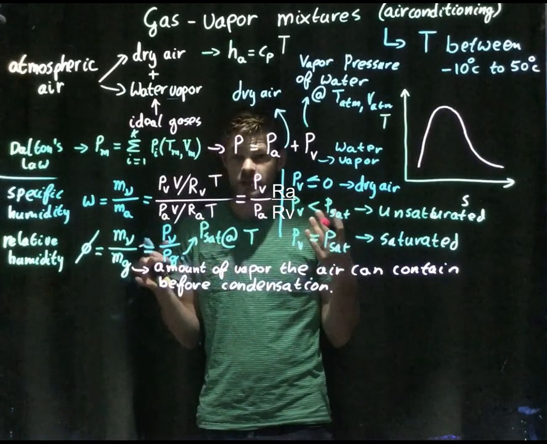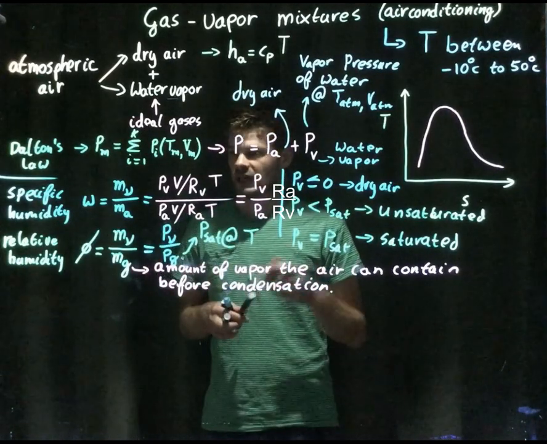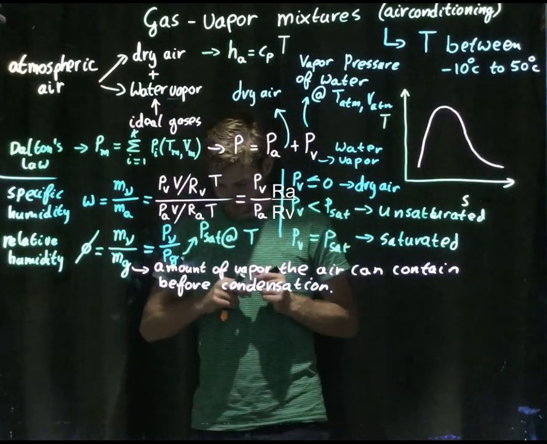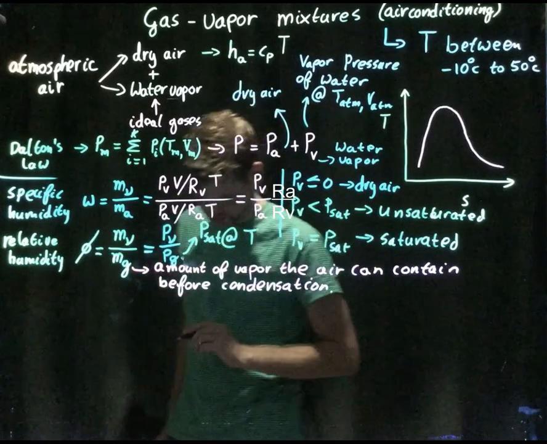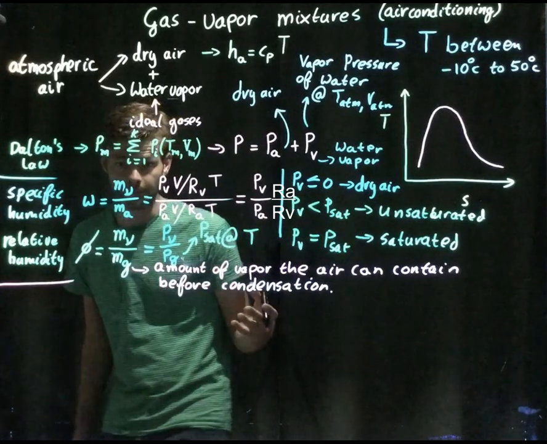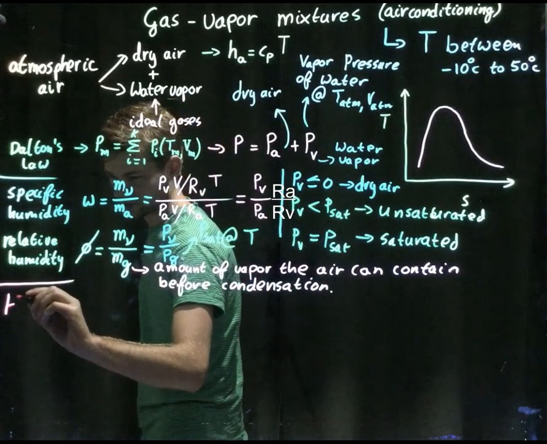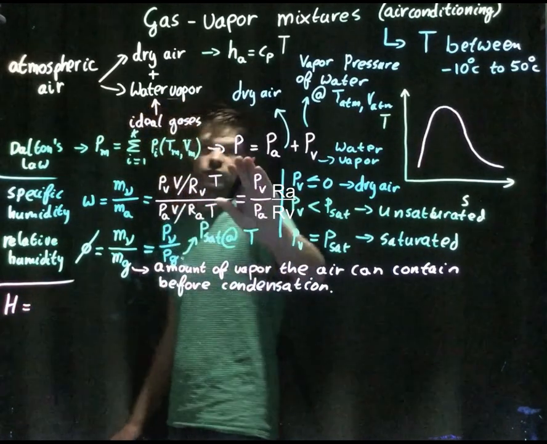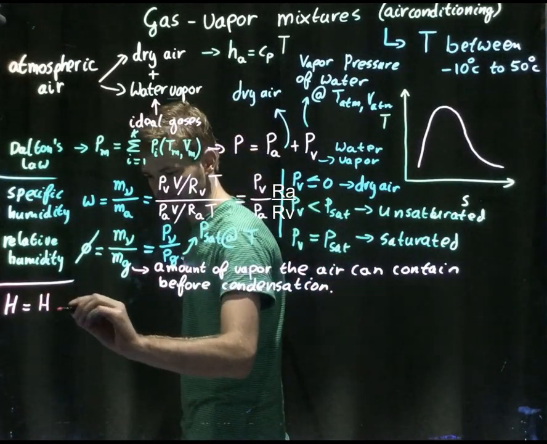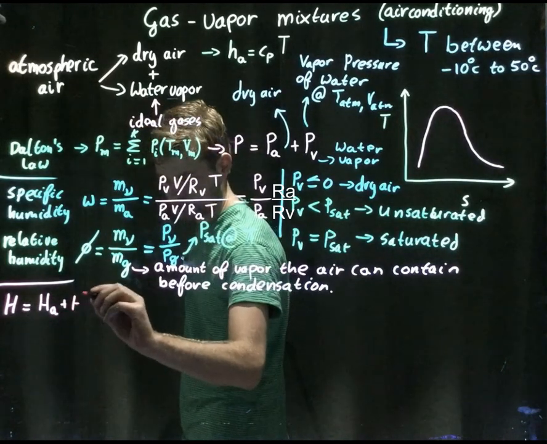We of course are very interested in the amount of energy we need to add to a system, or the energy the system contains when air conditioning. And therefore, of course, we need to know something about enthalpy. And unlike what you're used to from us, we won't discuss the specific enthalpy, but we will discuss the total enthalpy, which is H, so of a certain system, a certain volume, that's equal to the enthalpy of the dry air plus the enthalpy of a vapor.